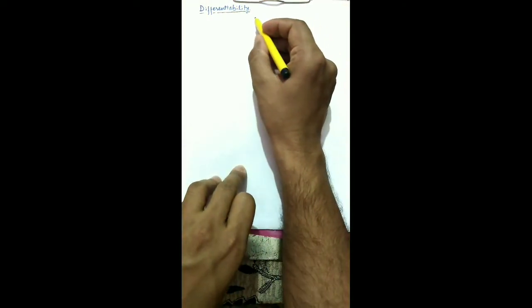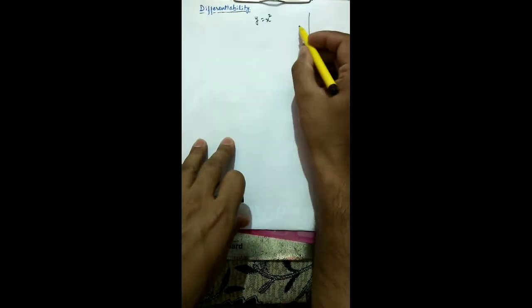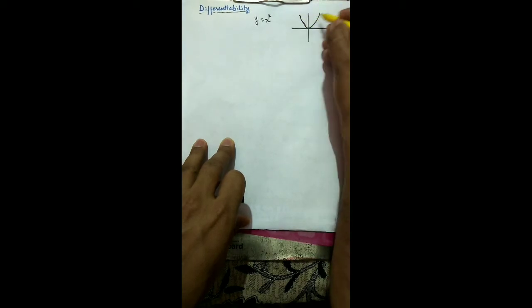We now start the topic differentiability of the function. Now we have found the derivatives of the function in class 11th, but I am just recapitulating what we did in class 11th. So with the help of an example I start: if y equal to x square you take, now y equal to x square, you know this is the parabola, and this parabola will be looking like this, and this is y equal to x square.